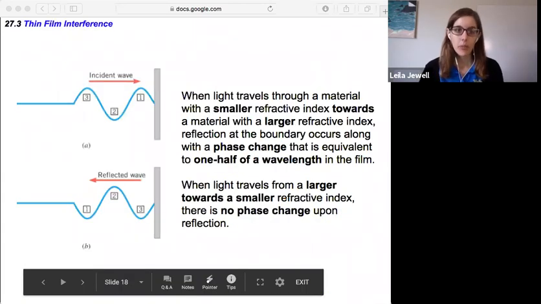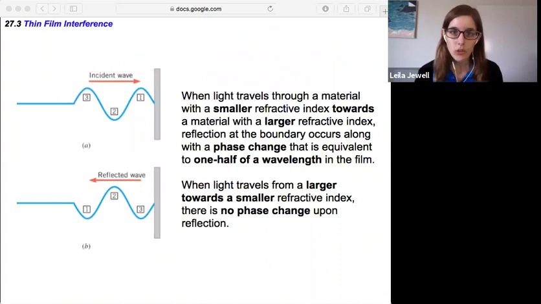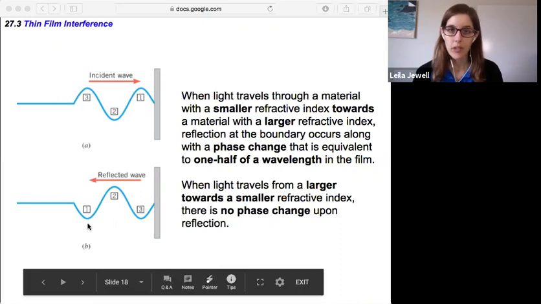So here's how our book describes it for section 27.3. When light travels through a material with a smaller refractive index towards a material with a larger refractive index, reflection at the boundary occurs with a phase change. It's equivalent to 1/2 of a wavelength in the film. And that's what's shown here with the hard boundary, that the incident wave, when it reflects, whoop, becomes inverted, the opposite.